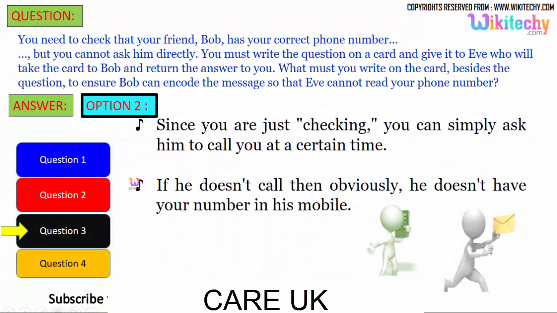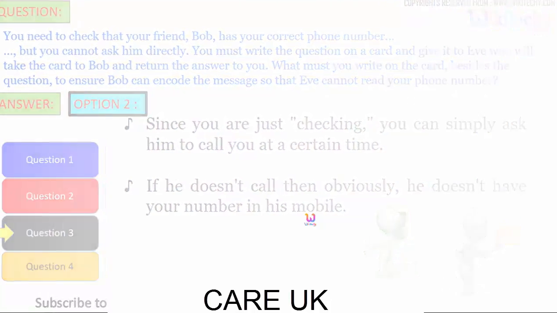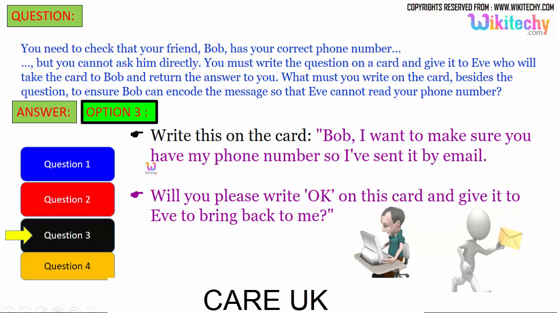Let me go to the second option. I can write a message. Since you are just checking, you can simply ask him to call you at a certain time. Okay, I can ask him to just give me a call at my number. If he doesn't call, then obviously he doesn't have your number in his mobile. Simple. Here is option 3. I can write on the card, Bob, I want to make sure you have my phone number, so I will send it by email. Will you please write OK on this card and give it to Eve to bring it back to me? I've sent it through email. Some other means I'm sending the information.